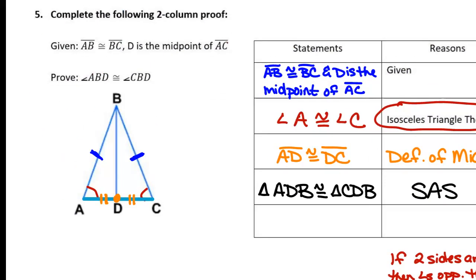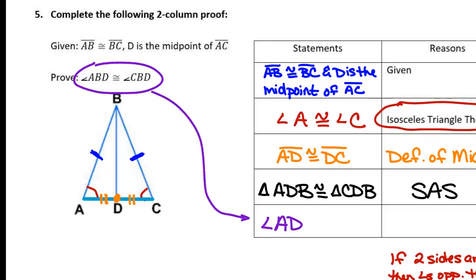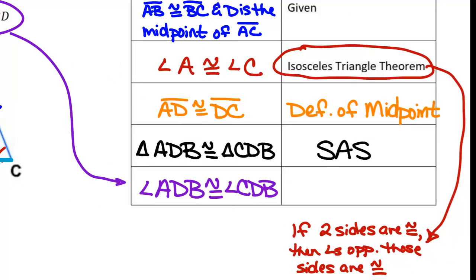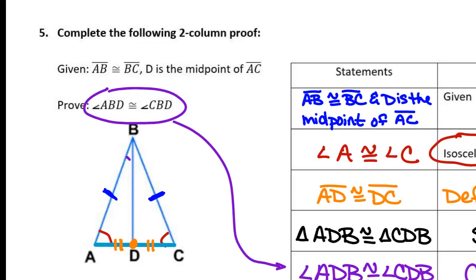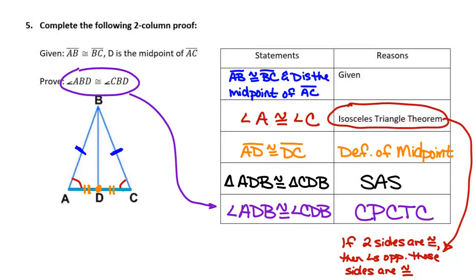What did they want me to prove in this problem? Angle ADB is congruent to angle CDB. What's the reason I can give for that? CPCTC. Those are corresponding parts. That's telling me that this angle up here is congruent to this angle right here because they are corresponding parts of congruent triangles.